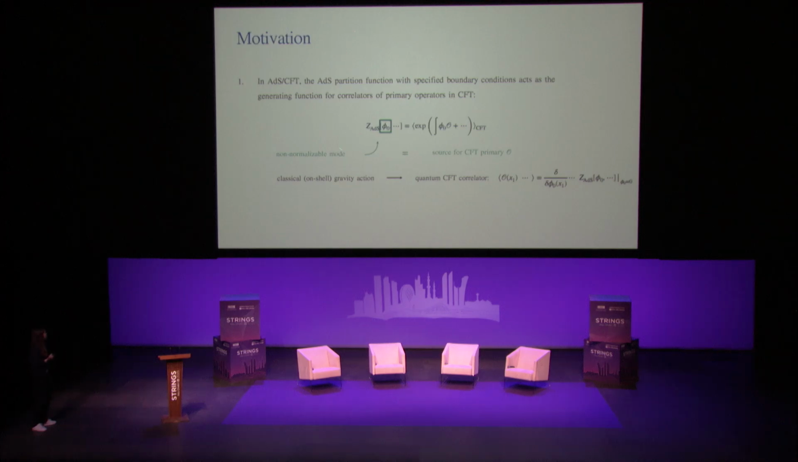The growing one is a non-normalizable mode, and one usually imposes that these non-normalizable modes are fixed. And hence, this partition function, with these modes being fixed, then acts as the generating function for correlation functions of operators in the boundary CFT.